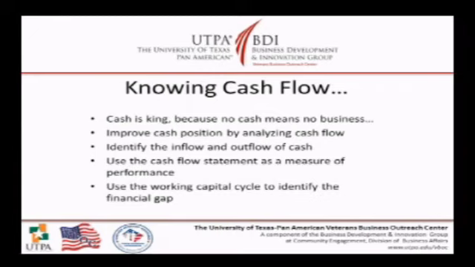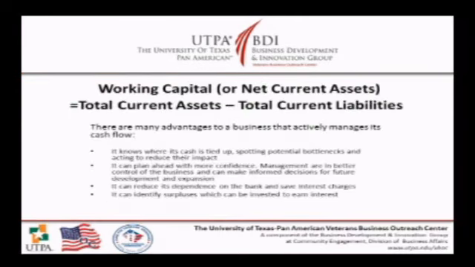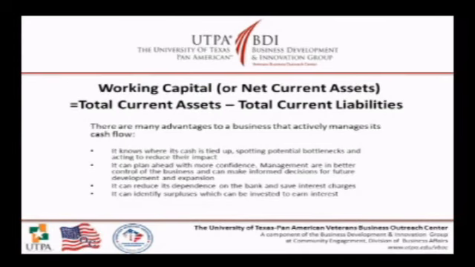Use the working capital cycle to identify the financial gap. Basically, we talked about the financial gap between when you pay the supplier and when you get paid for selling the product. Working capital, remember, equals total current assets minus total current liabilities. We just got through talking about that formula. By current assets, we mean due within a year. It's very liquid. Current liabilities are usually due within a year. They can come due immediately.